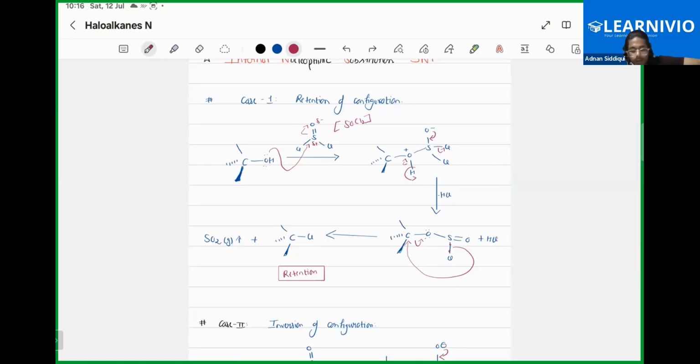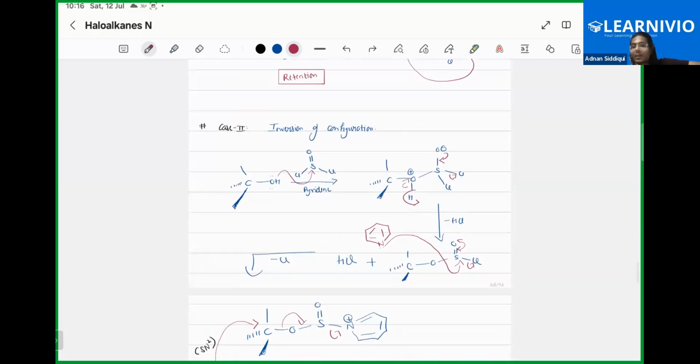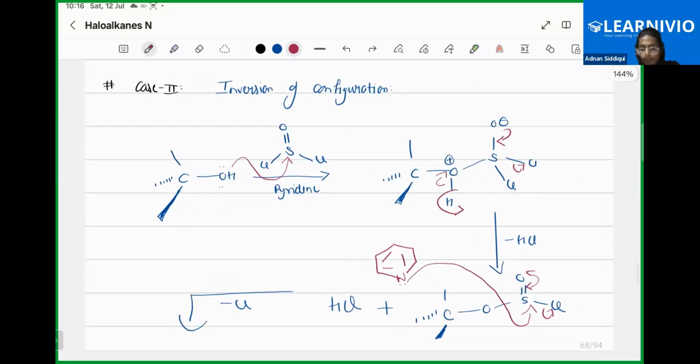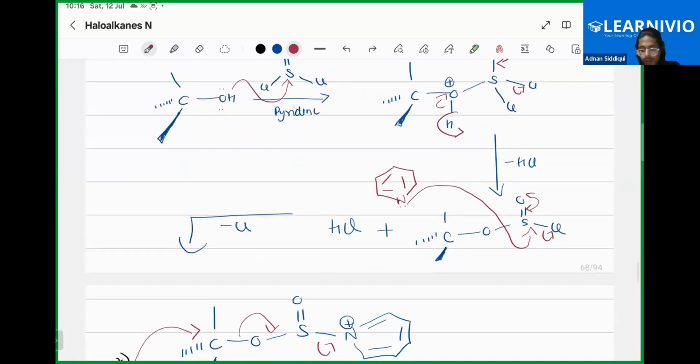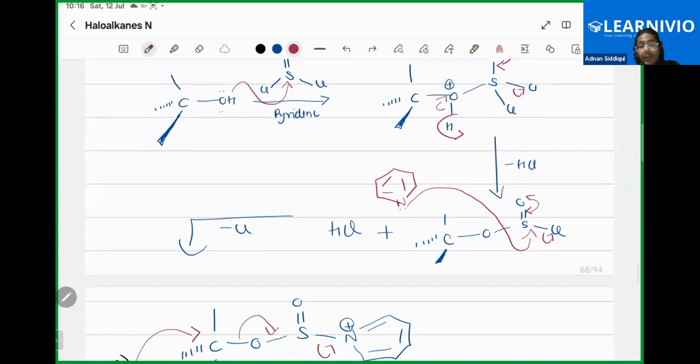Yes, sir. Now, the inversion one. If you are using pyridine, then you will observe inversion. This is a proper example of SN2 reaction. Inversion, right? So what is happening? Again, the initial step is same, but after this, once you get this product by sacrificing hydrogen and shifting this electron density to remove chlorine, then your pyridine will attack. Pyridine will attack here, right? Then Cl will be removed.